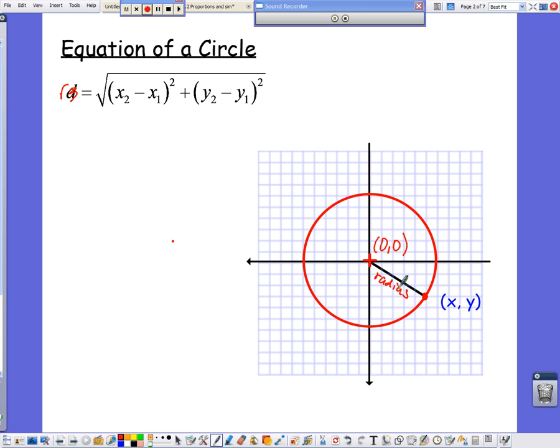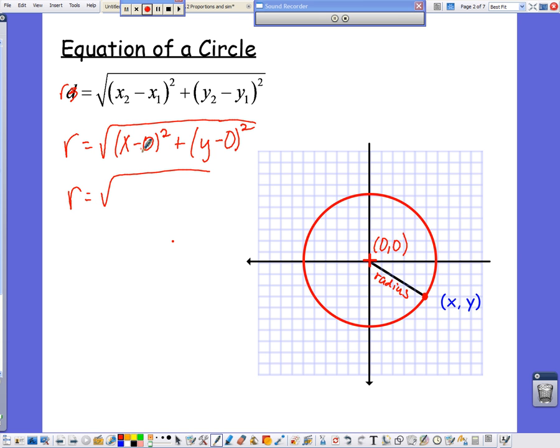Okay. So if we go ahead and plug in, we'll call this one our second xy. So x1, y1, or x2, y2. This will be x1, y1. So x2 is x minus x1 is 0, and I'm going to square it. Plus, this equals r. Plus, my y2 is y minus 0, and I'm going to square it. So r equals x minus 0 is just x. So I get x squared plus y minus 0 gives me y squared.